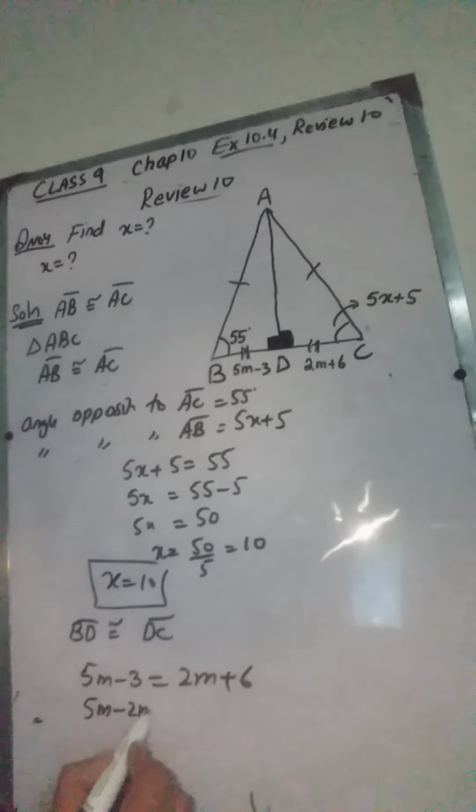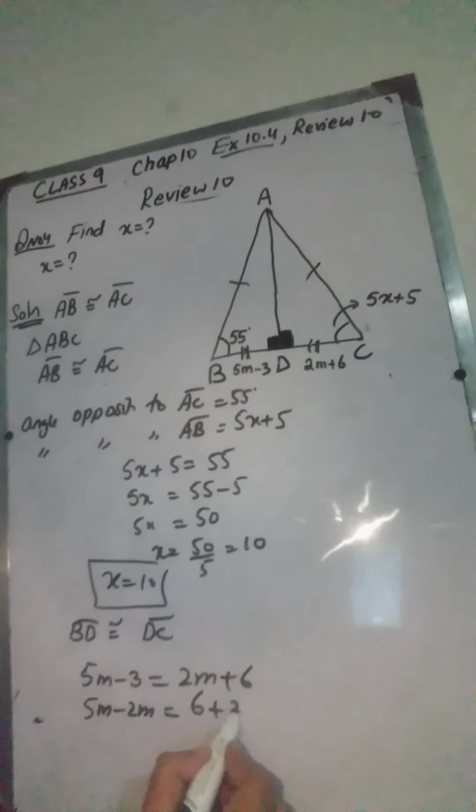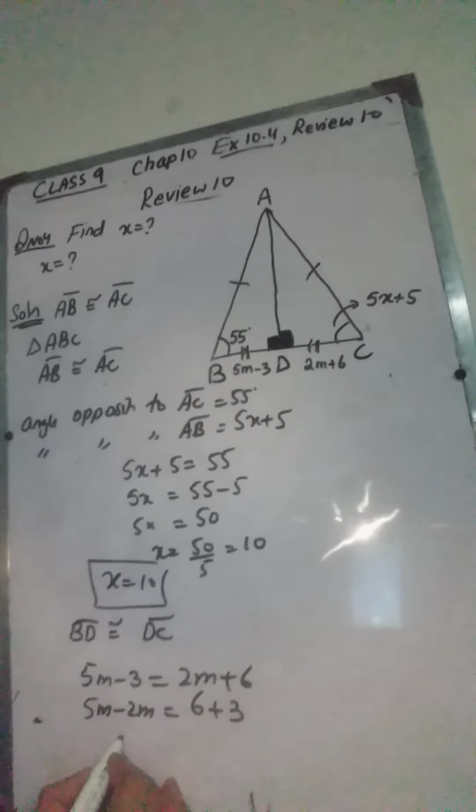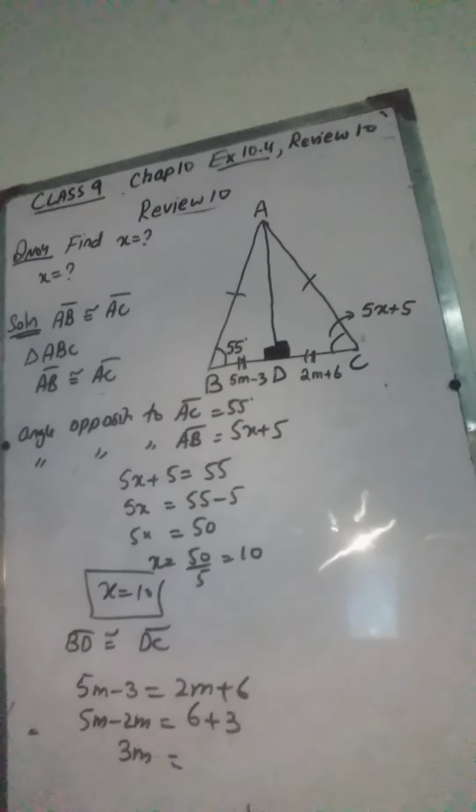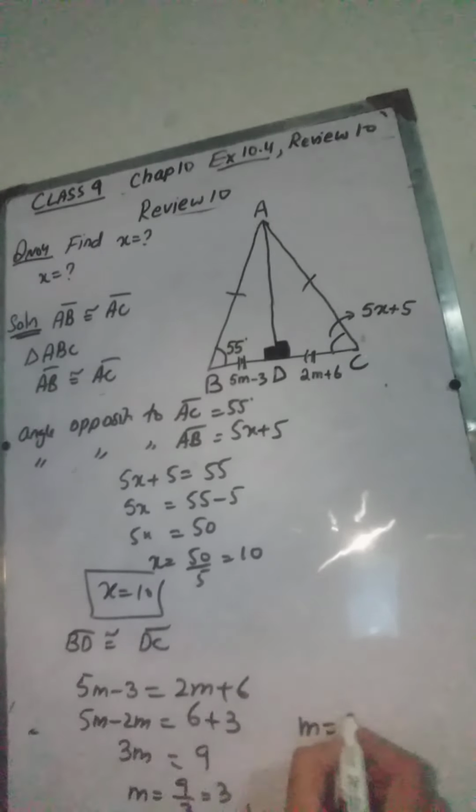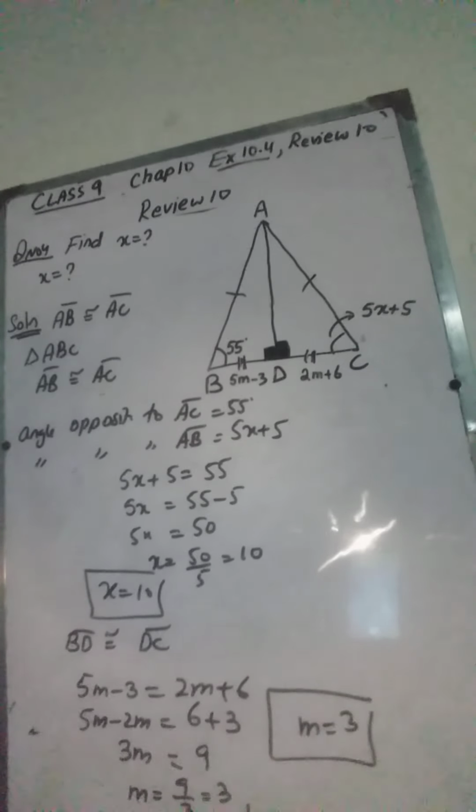5m minus 2m is equal to 6 plus 3. So 5m minus 2m is equal to 3m. Now 3m is equal to 9. So m will be equal to 9 divided by 3, and it's equal to 3. So this completes this question.